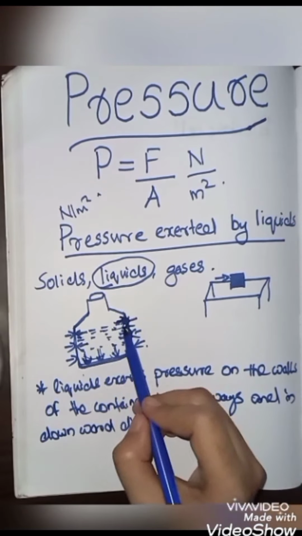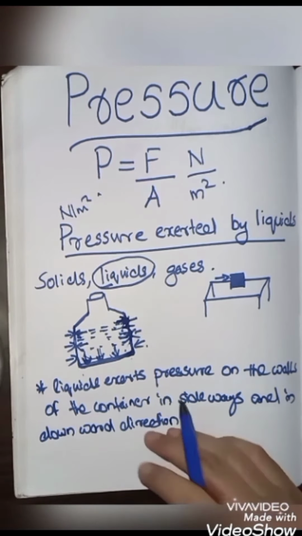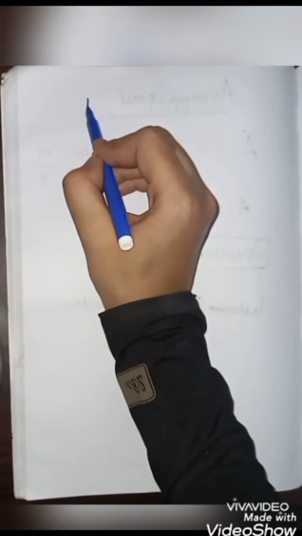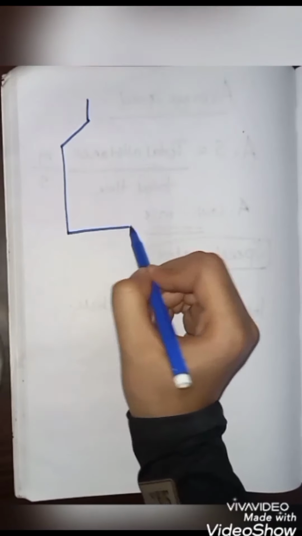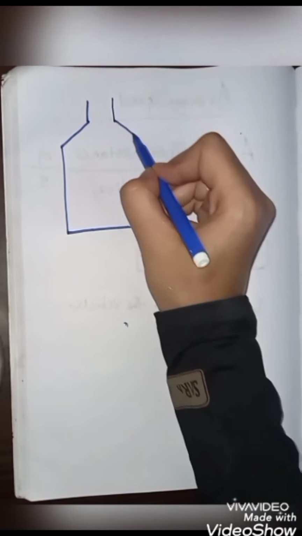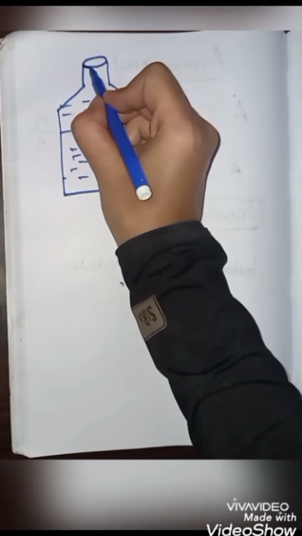I already told you that the pressure is exerted in the sidewise and in the downward direction. Where will the pressure be more? Here there is variation in pressure. Let's look at it. That is, the pressure has a variation when the depth of the bottle increases. Suppose this is a bottle. Here is a bottle filled with water.